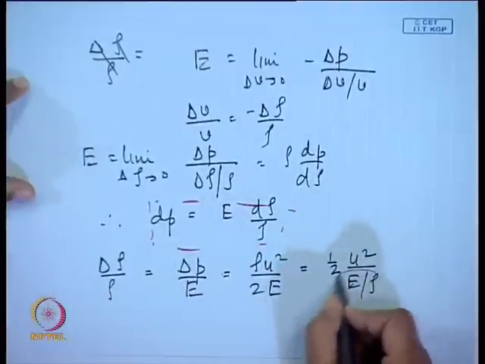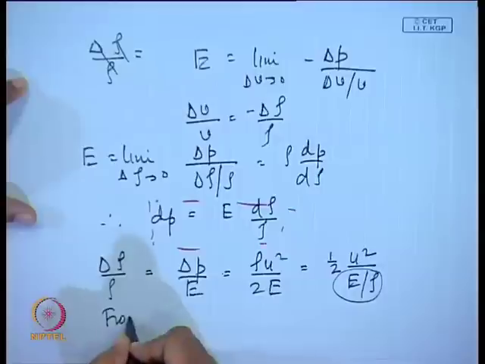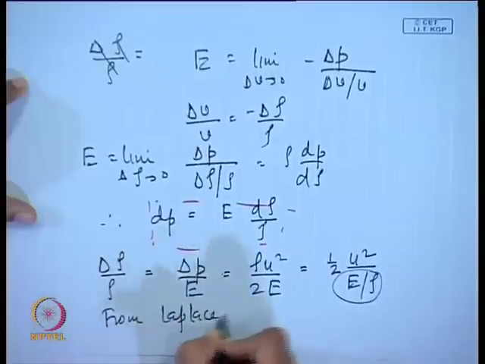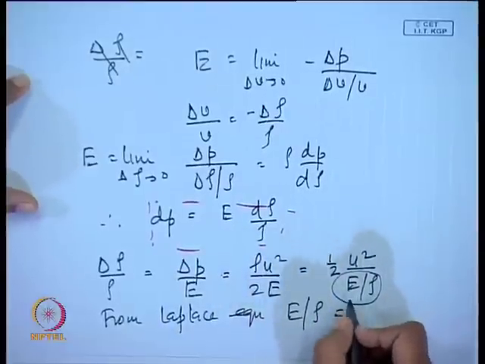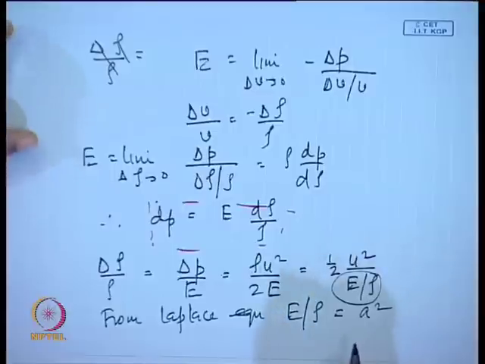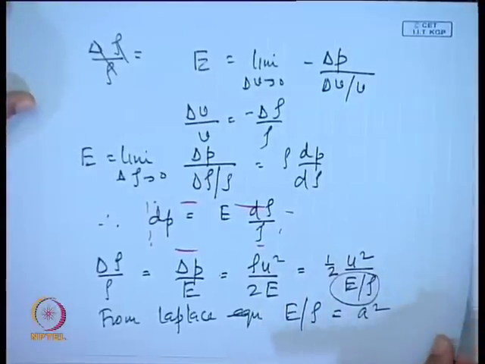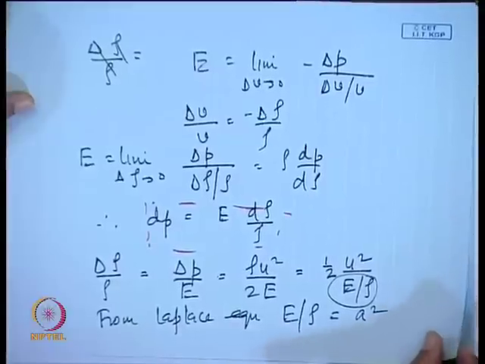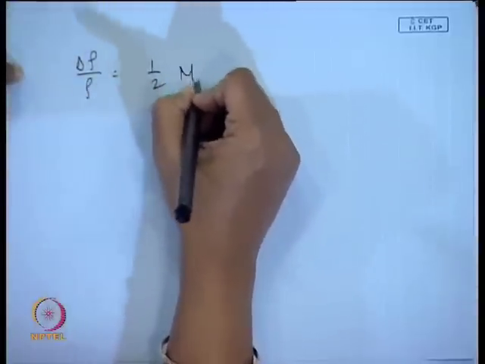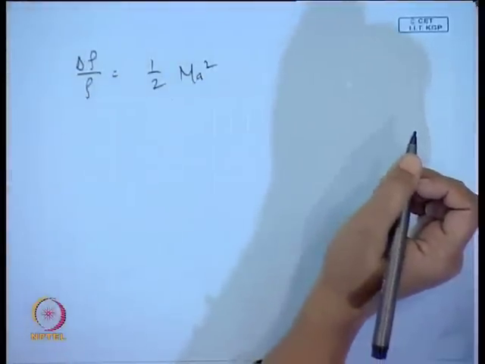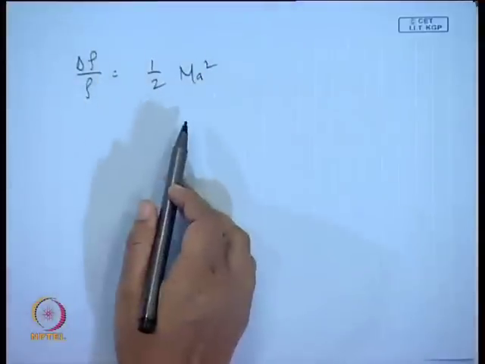And what is this E by rho? From Laplace equation, any idea of what is this E by rho? E by rho, very good, this is nothing but A square, where A is the acoustic velocity or the velocity of sound in that particular medium. So, what do we get? We get delta rho by rho is nothing but equal to half M a square, correct? So, from this equation what do we get?